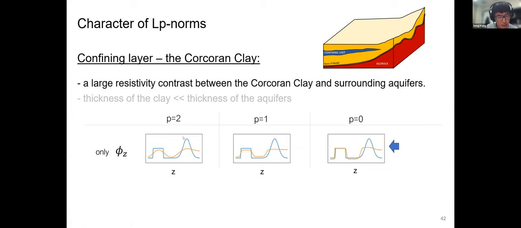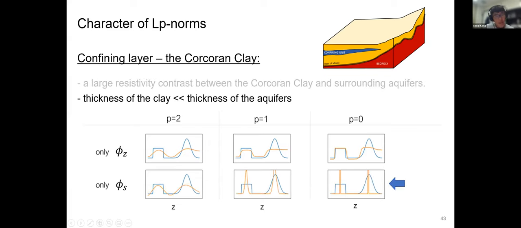So if you change the p-value for the smoothness term in the vertical direction, that's what's happening. At 2, it's very smooth. At 1, it gets a little bit sharper, but by setting p to 0, you can get a really sharp resistivity contrast. Okay, so p equals 0 might be better. And for the second point, the thickness of the clay is much smaller than the thickness of the aquifer. We can impose the p-value on the smallness term. And by decreasing the p-value from 2, 1, 0, you get a much spikier result. So again, with p equals 0, we can impose that to have a much thinner clay imaged.